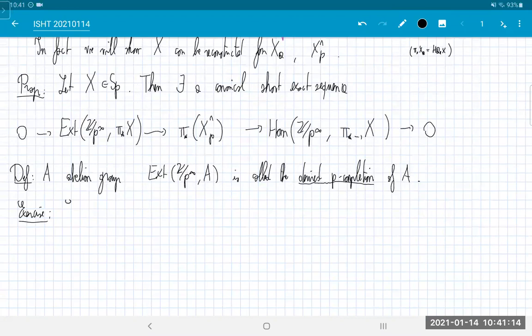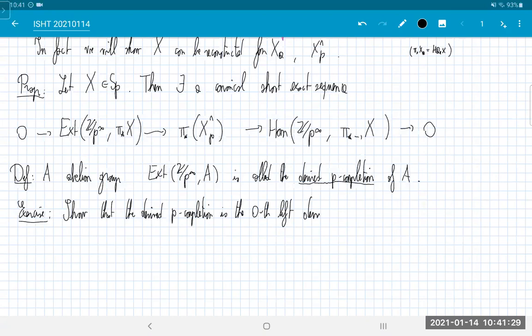Show that the derived P completion is the zeroth left derived functor of ordinary P completion. I think you need some of the stuff we're going to say later actually to prove this, but that justifies the name, hopefully. Okay, but that's enough. We're going to study derived P completion later. Right now, let's try to prove this proposition.